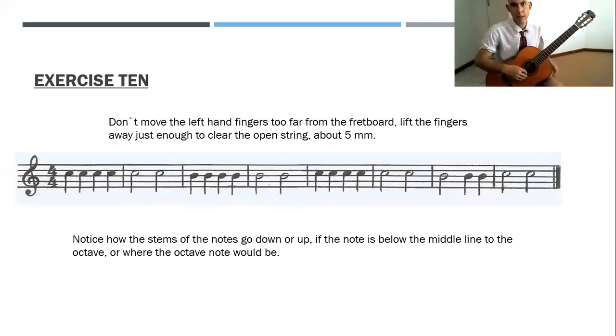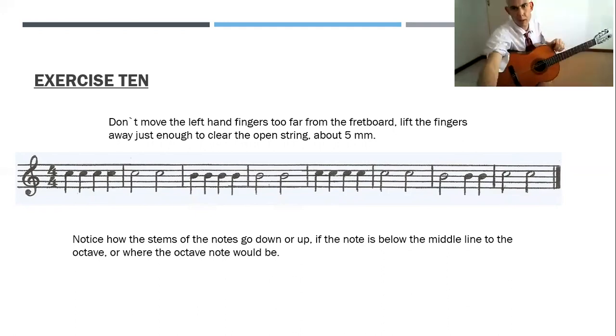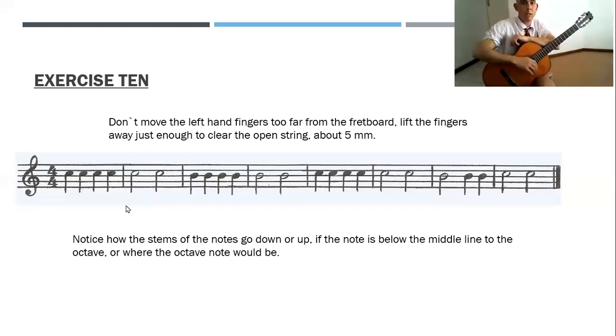Let's try this. Notice how the stems of the notes go up or down. If the note is below the middle line, the stem goes up, and if the note is above the middle line, then the stem will be going down. After 4, 1, 2, 3, 4.